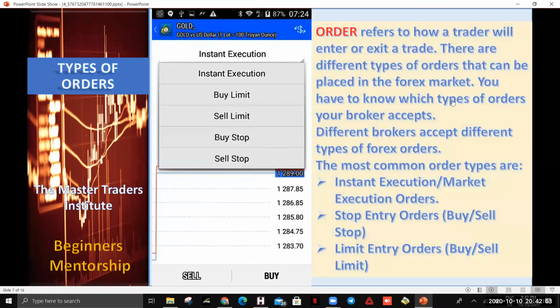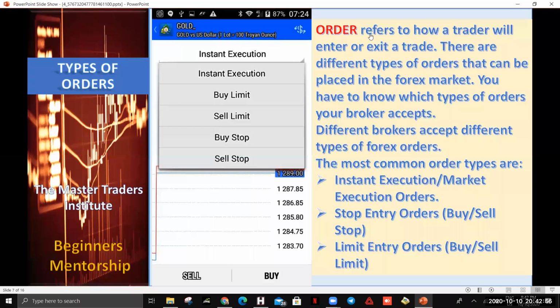Now, this is the explanation of it. Orders refers to how traders will enter or exit a trade. There are different types of order that can be placed in the forex market. You have to know which type of orders your broker accepts. Different brokers accept different types of forex orders. The most common order types are the instant execution, the market execution, stop entry order, limit entry order. That's the buy limit or sell limit. I'm going to explain how all this works.